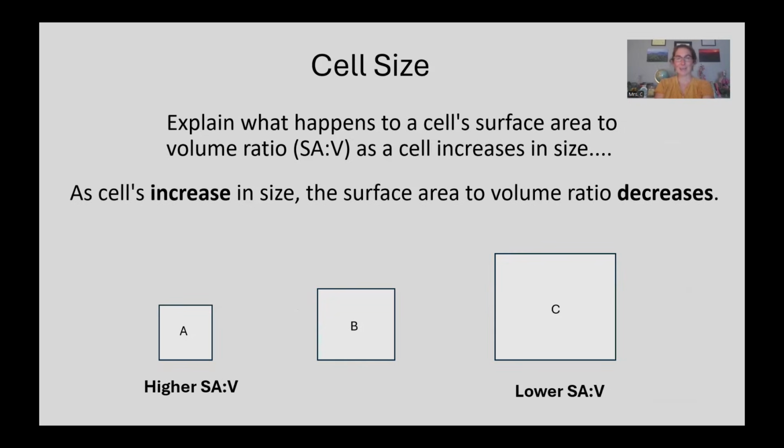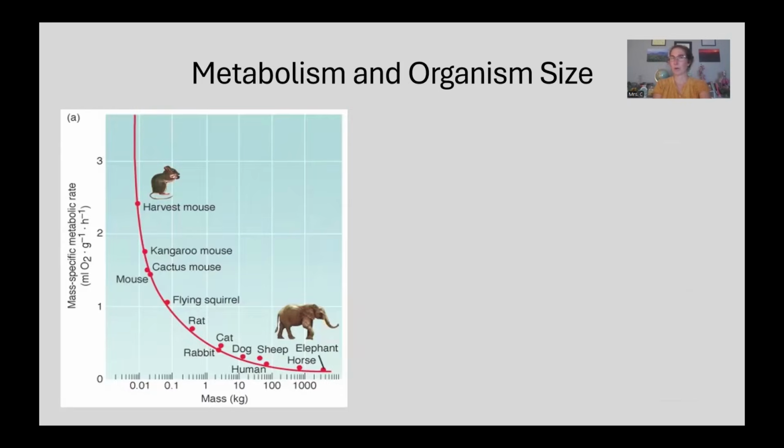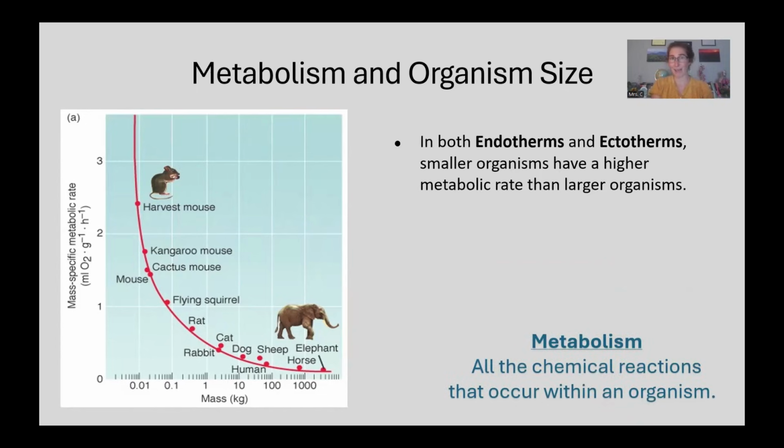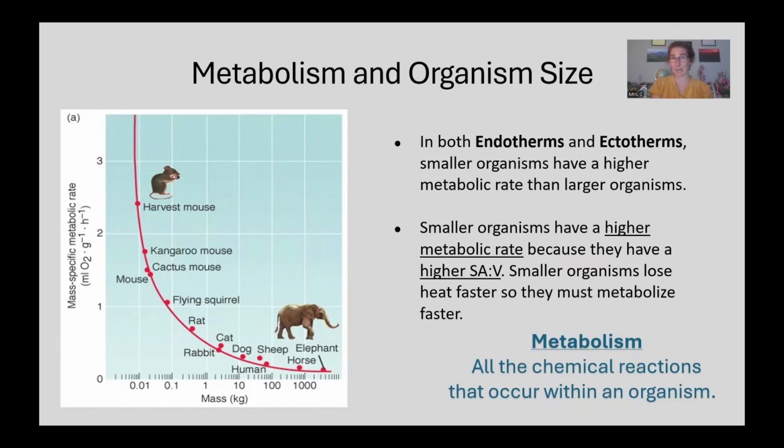Well, let's think back to that cell. That smaller cell had the higher surface area to volume ratio. Similarly, the smaller organism has that higher surface area to volume ratio. A lot of reactions are happening really fast in that mouse. It's going to have heat loss, and it's going to have to make up for that. So they have to metabolize faster. So in general, that is the trend: as an organism gets larger, its metabolic rate will decrease.